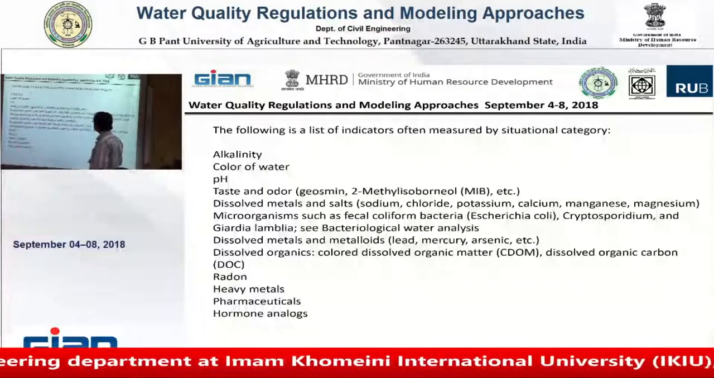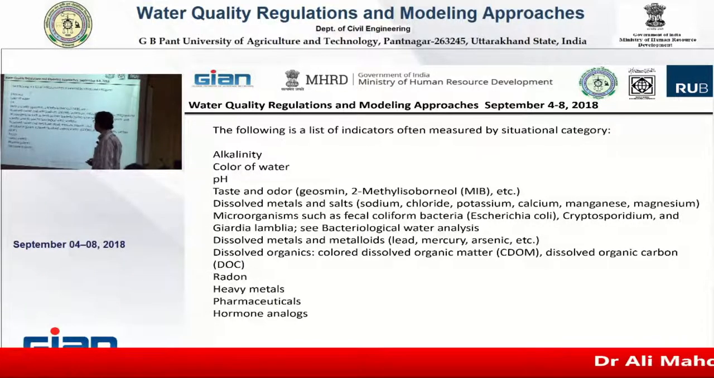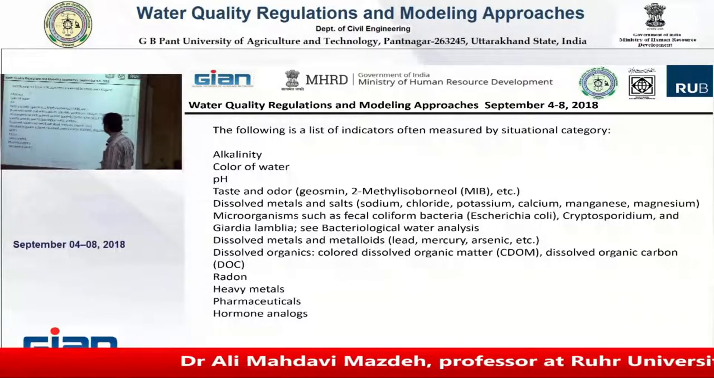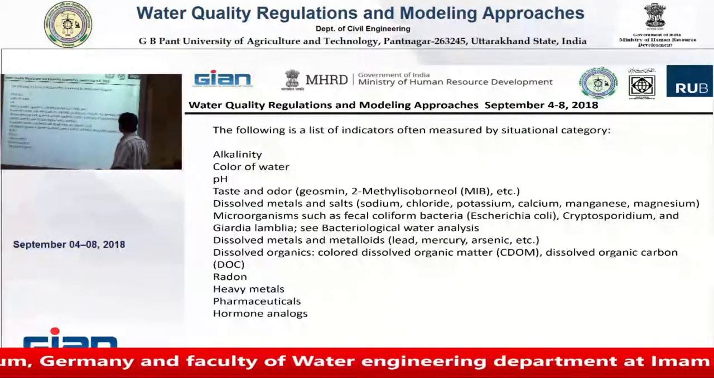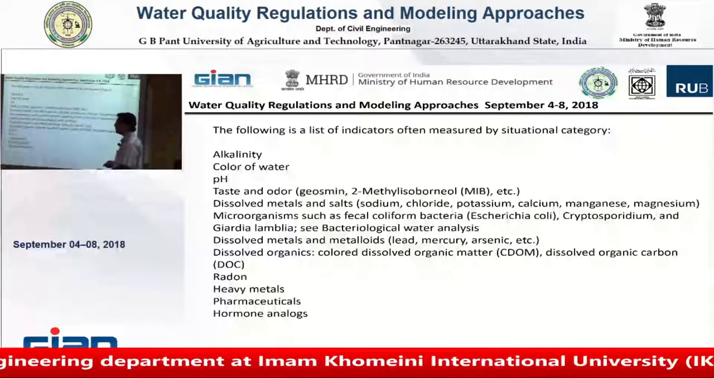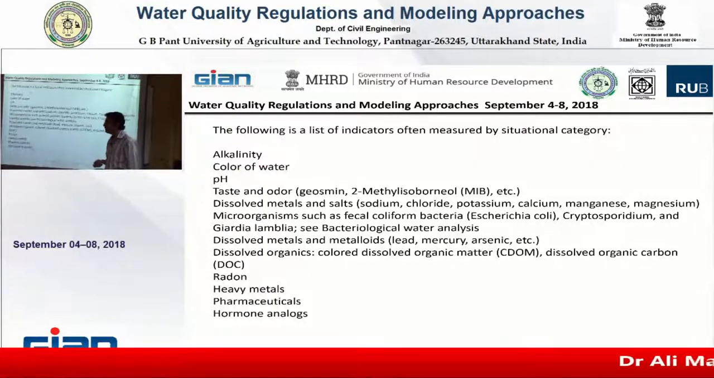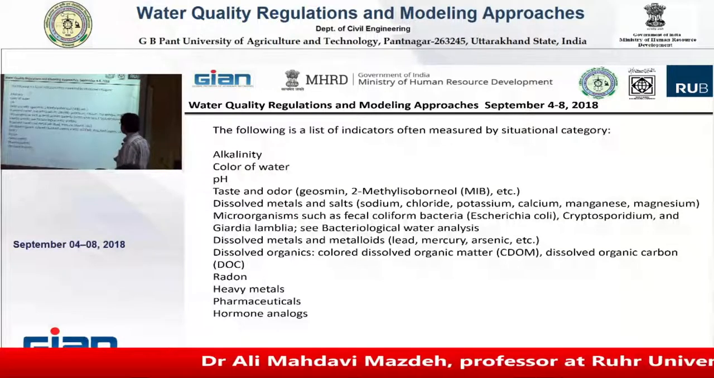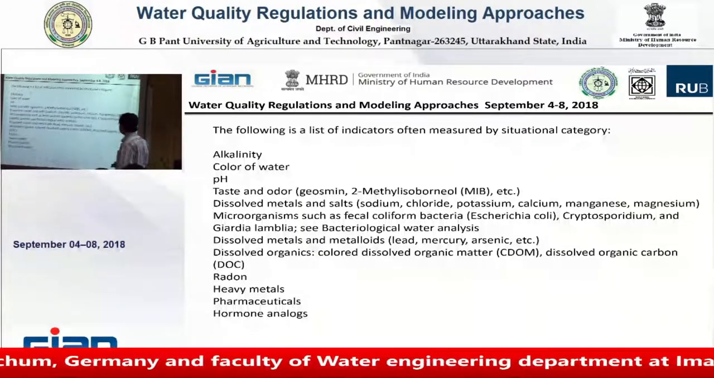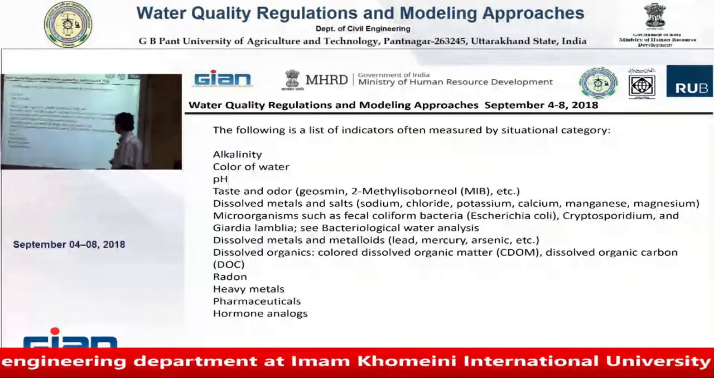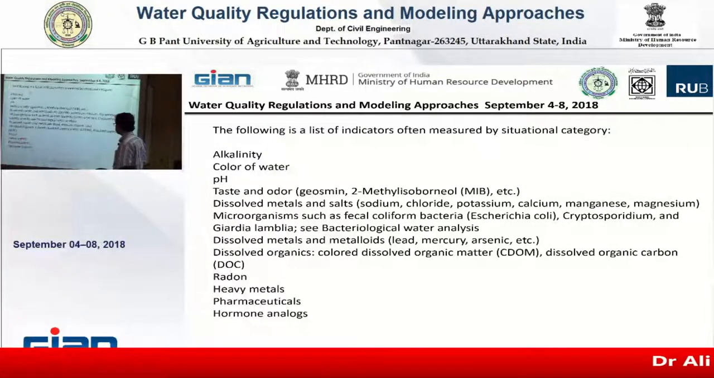We listed some of these parameters, like alkalinity, color of the water, pH, taste and odor, as I told, dissolved metals and salts like sodium, chloride, potassium, calcium, manganese and magnesium. I am sure that you all already know these things. Microorganisms: coliform bacteria, Escherichia coli, which is one of the most important bacteria that make problems, and it's common. And other bacteria, dissolved metals and metalloids like lead, mercury, arsenic, dissolved organics, and radon, heavy metals. This is new, these two parts.